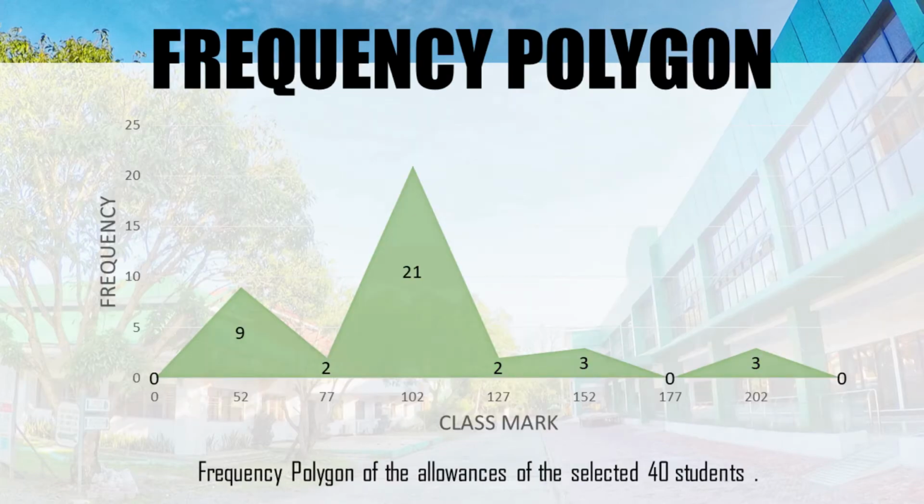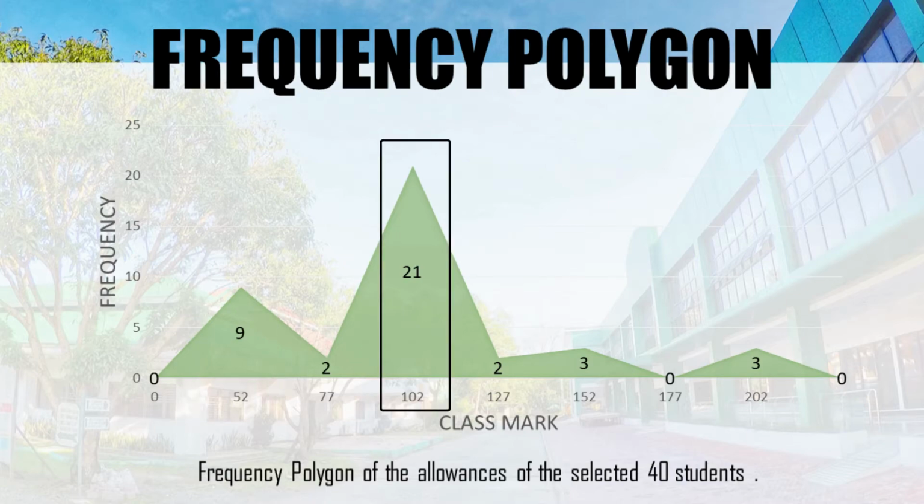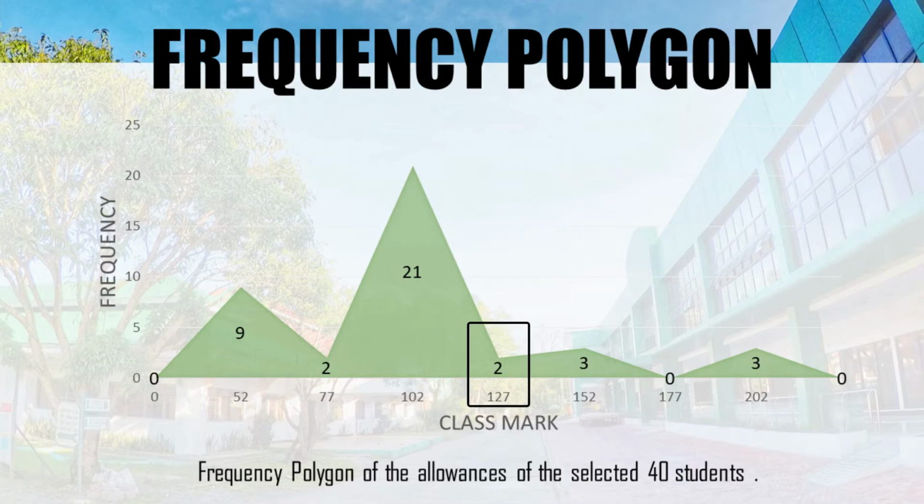On frequency polygon, we use class mark on x-axis and frequency on y-axis. Correspondingly, class marks are the following: 52 with 9 frequency, 77 with 2 frequency, 102 with 21 frequency, 127 with 2 frequency, 152 with 3 frequency, 177 with 0, and 202 with 3 frequency.